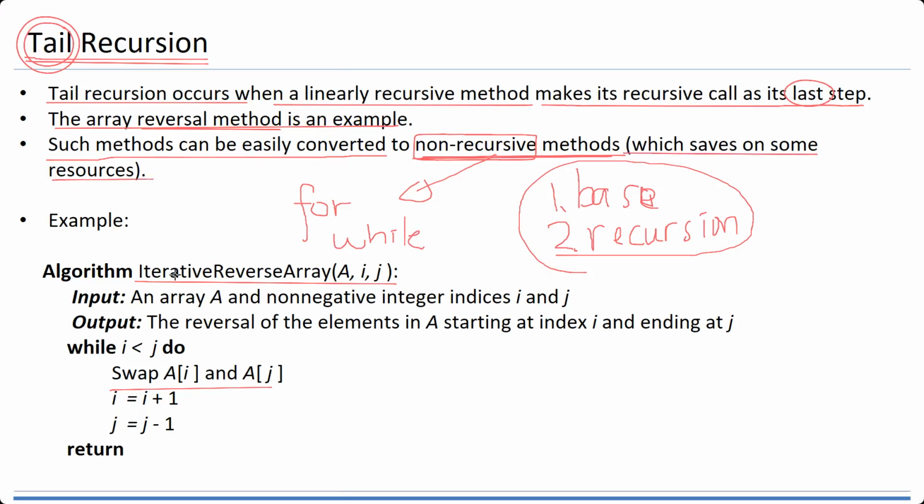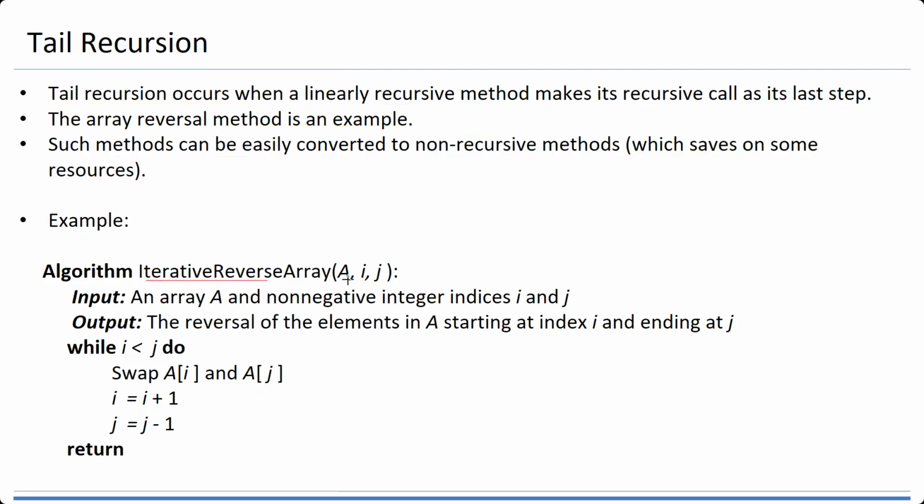Okay, now let's see the iterative reverse array A, i, j. Again, we have an array A, and we have the non-negative integer indices i and j. The reversal of the elements of A starting at index i and ending at index j will be the output. The condition will be the same. When you have i and j, let's check whether i is less than j. If this is true, then swap A[i] and A[j], and then i will be added by 1 and j will be minus by 1.